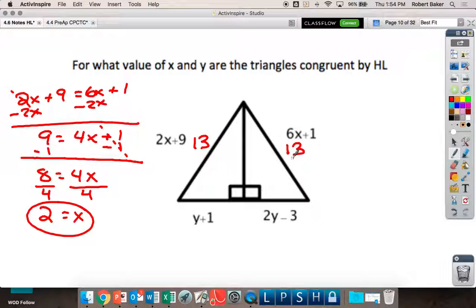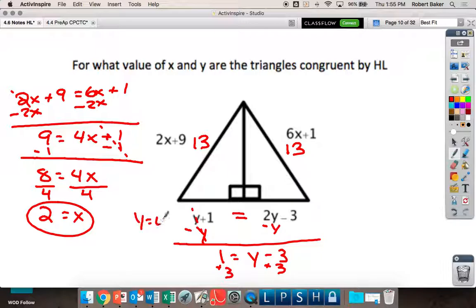Math across the bottom. What has to happen for my legs to be the same? You force them equal to each other. How do y'all want to do it? Okay, minus a y from both sides. That's a good idea. 1 equals 1y minus 3. Add 3 to both sides. Y equals 4. So I do 4 plus 1, and I get 5. 2 times 4 is 8, minus 3 is 5. That's weird, I got the same number.